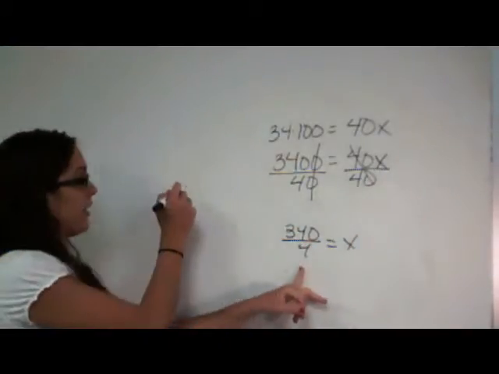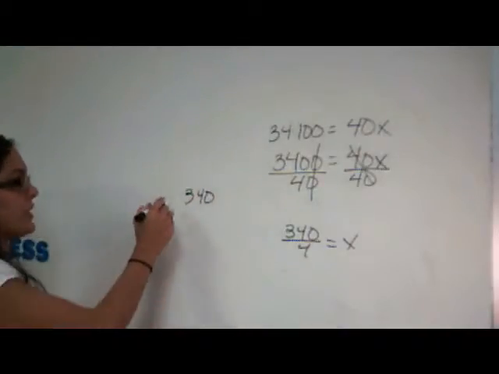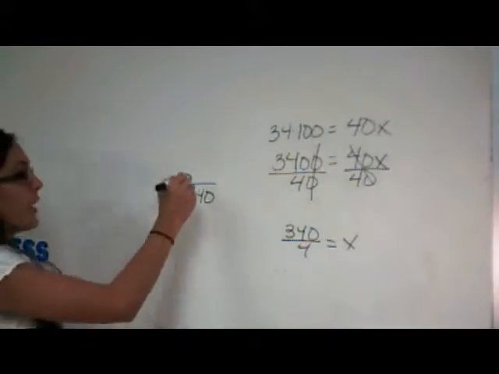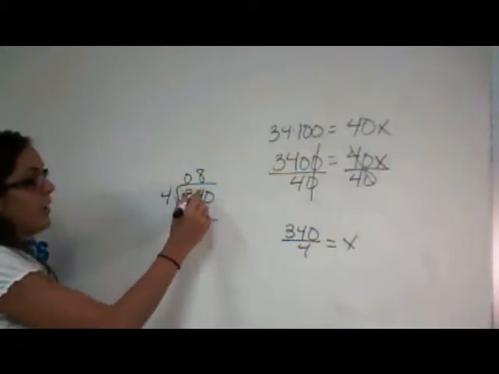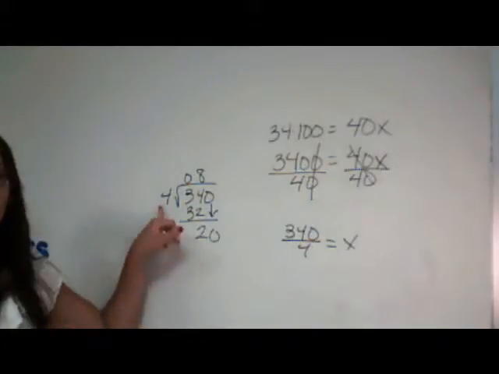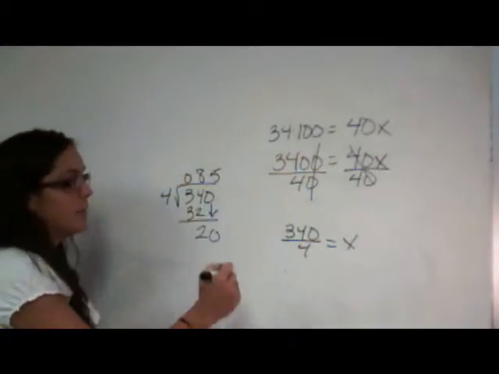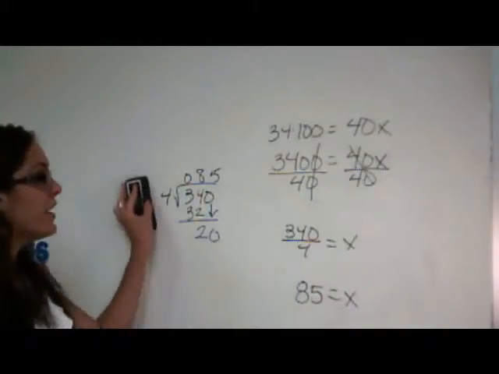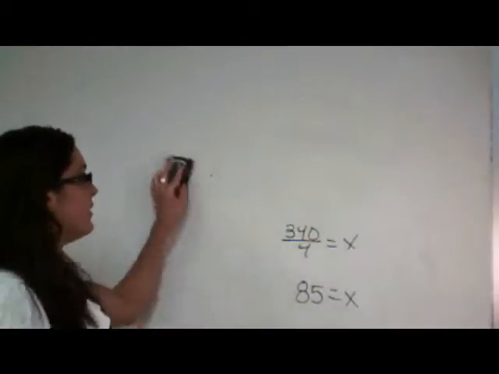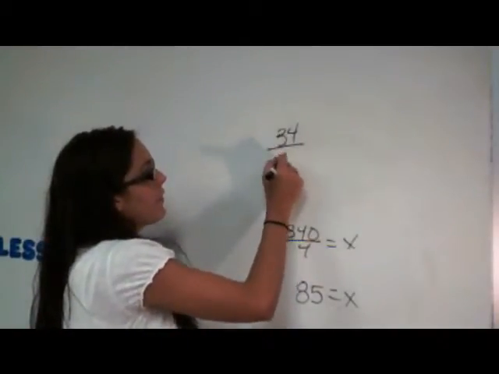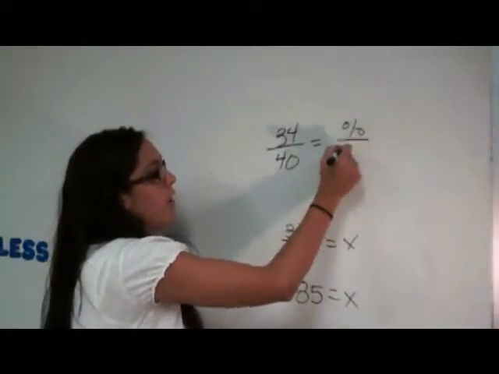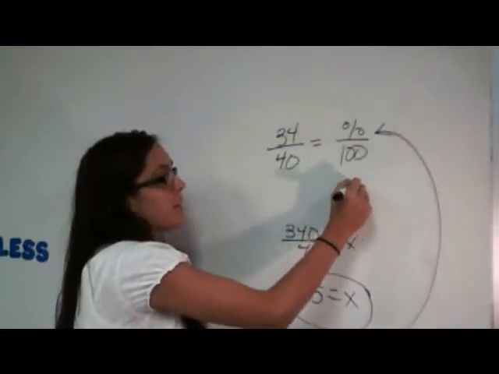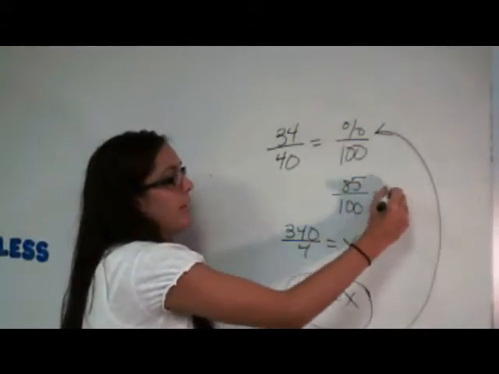Now I need to divide here. 340 divided by 4. 4 cannot go into 3. 4 can go into 34 8 times, which is 32. We have 2 left over, bring down our 0. 4 can go into 20 5 times. So now we have 85 equals x. Now what we were talking about before, we had 34 over 40 equals a percent over 100. And that means 85 should go there, so it's going to be 85 over 100, and that is just 85%.